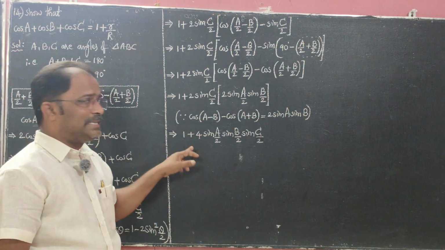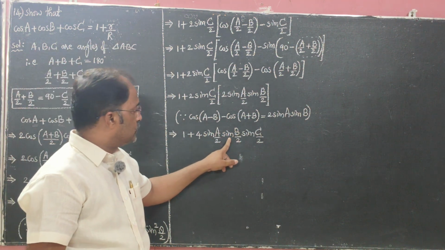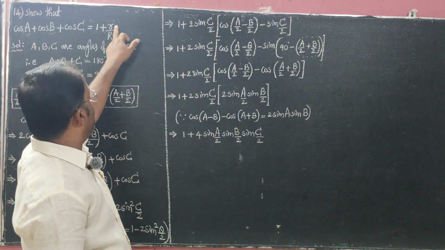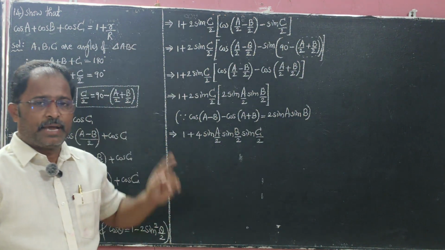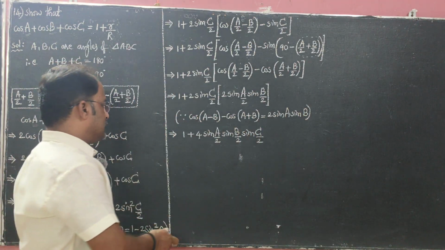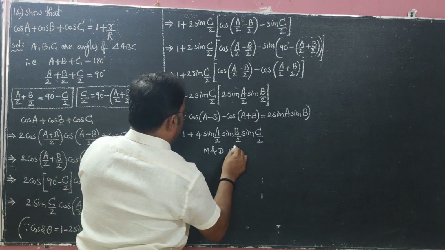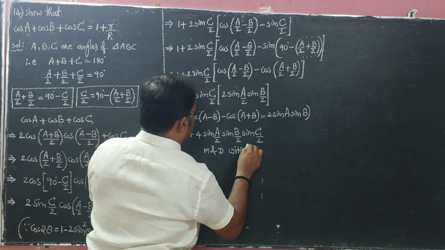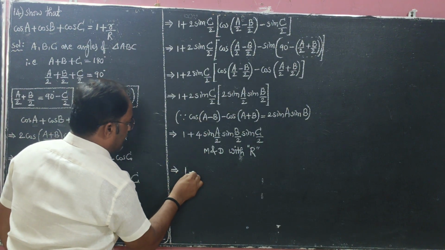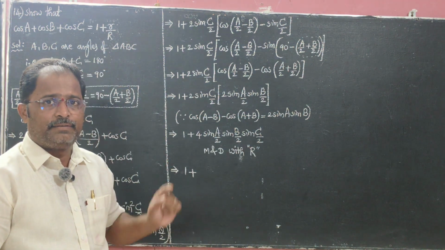If capital R is there, that means 4R sin a by 2 sin b by 2 sin c by 2, we can write it as small r. To write small r there, capital R is missing. If capital R is there, we can write the value directly as small r, so multiply and divide by capital R for the second term only. This one as it is, listen carefully, this one as it is. Just for the second term only, multiply and divide with capital R.